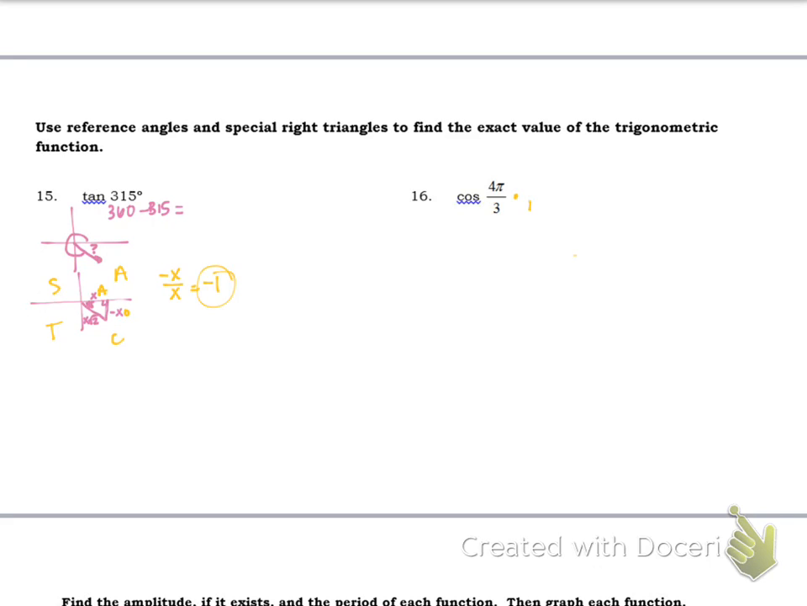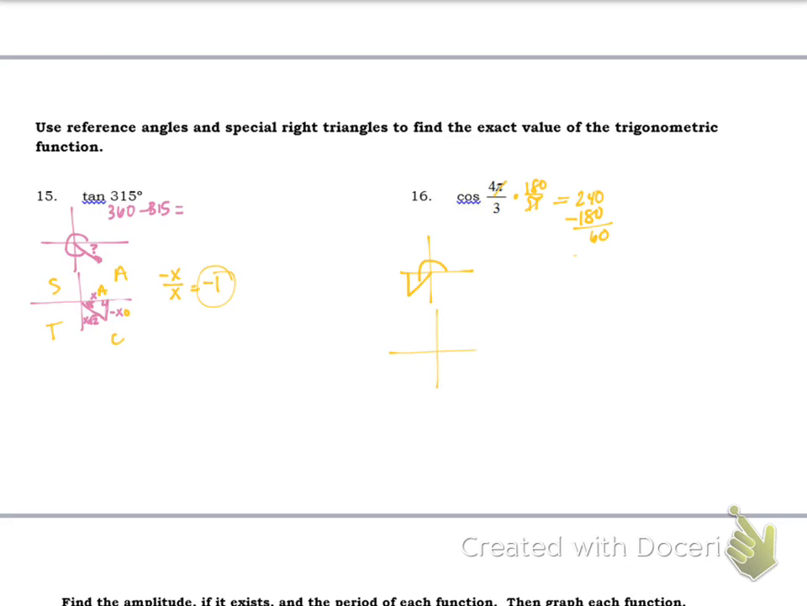Okay, converting, pi goes on the bottom. So they cancel. So I've got 240. So 240, 0, 90, 180, 270 sits right here. Okay, so I need to take off that 180 I don't care about. And I get a 60.